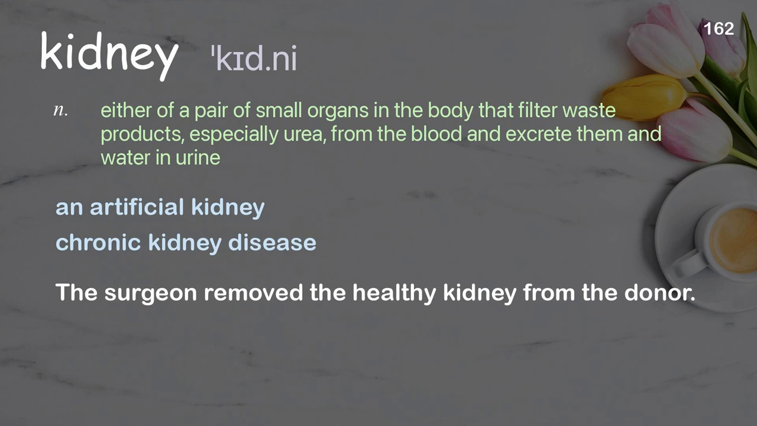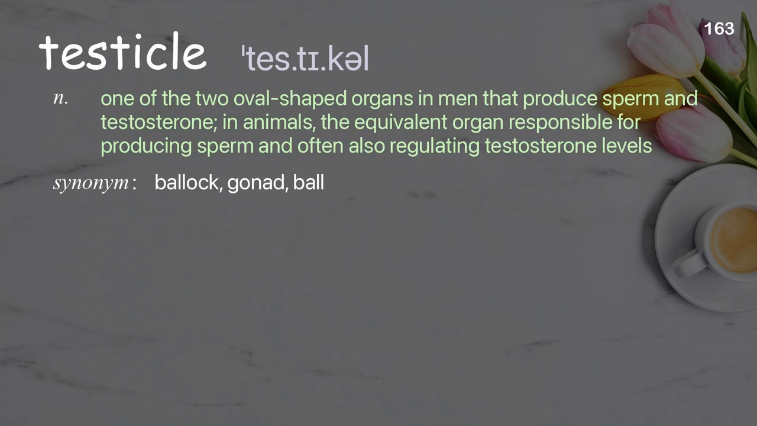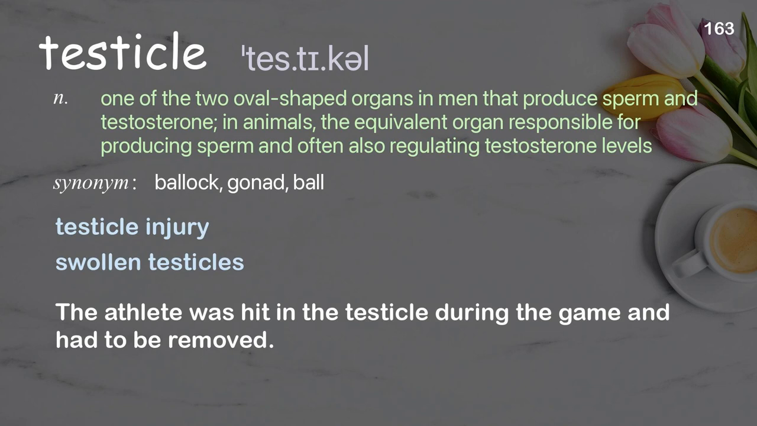Testicle. One of the two oval-shaped organs in men that produce sperm and testosterone. In animals, the equivalent organ responsible for producing sperm and often also regulating testosterone levels. Examples: testicle injury. Swollen testicles. The athlete was hit in the testicle during the game and had to be removed.